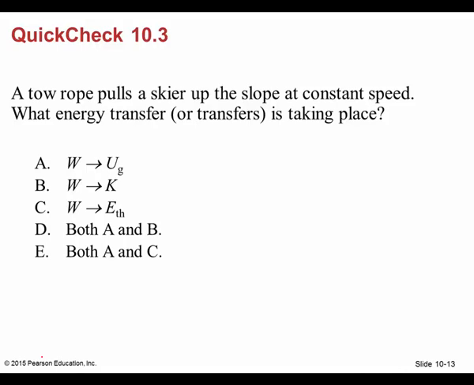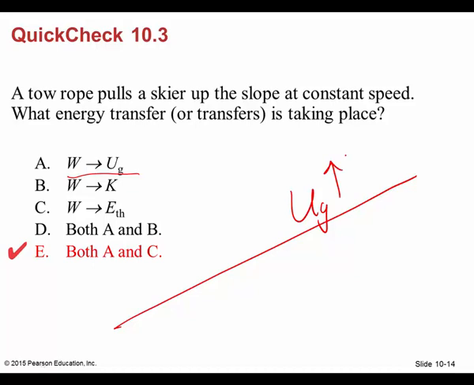Now, a tow rope pulls a skier up a slope at a constant speed. What energy transfer or transfers is taking place? Okay, well, he's pulling them up at a constant speed. But we also have friction taking place too, don't we? So we have both A and C. So work is being converted into potential energy. You say, what do you mean? Well, as you go up, U of gravity is increasing, okay? Because remember, it has to do with how high above the surface we are, okay? All right.